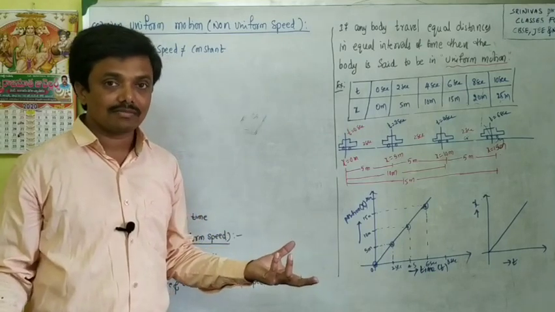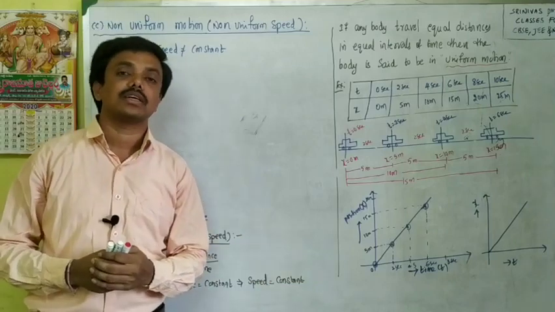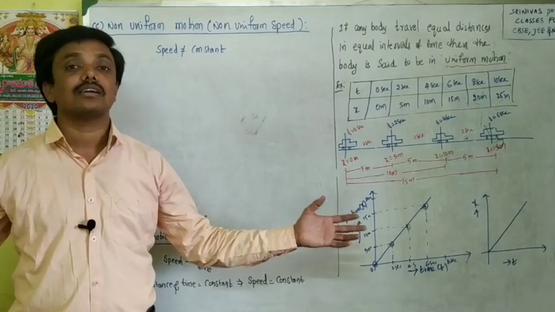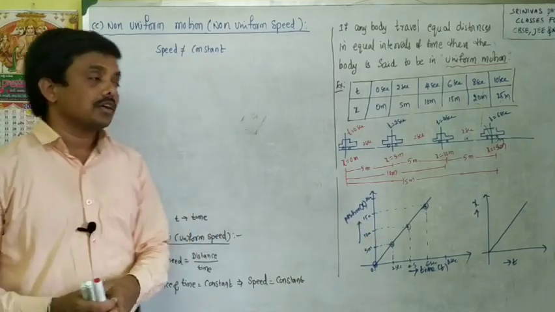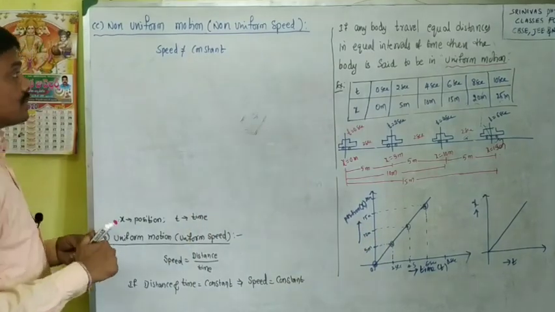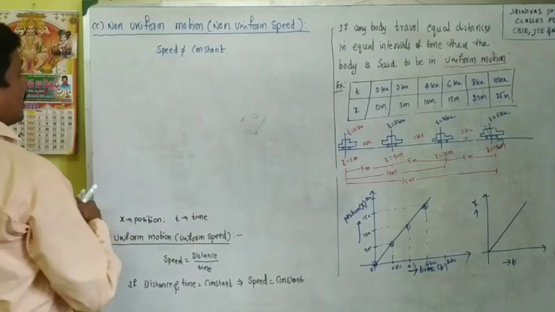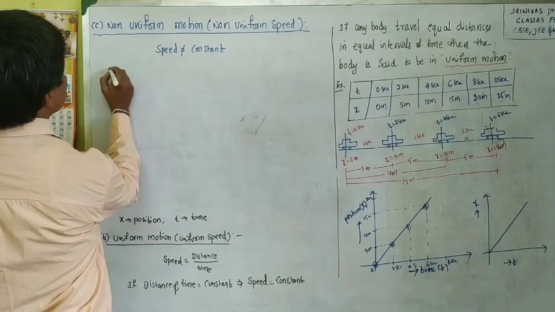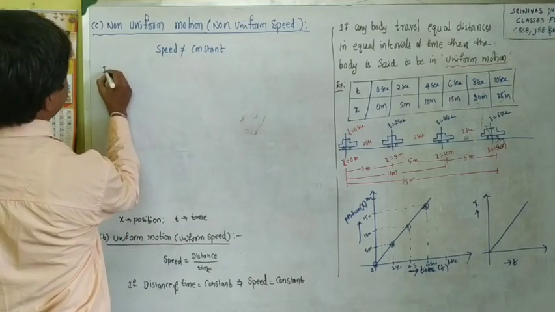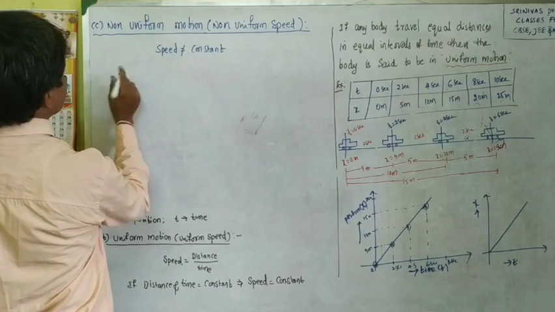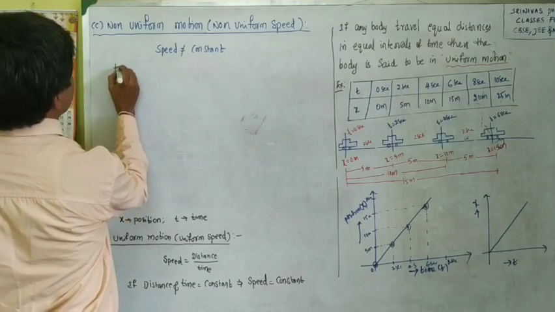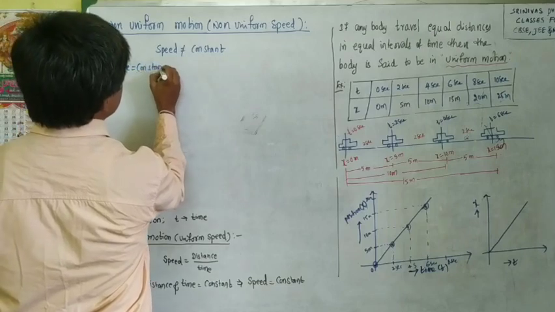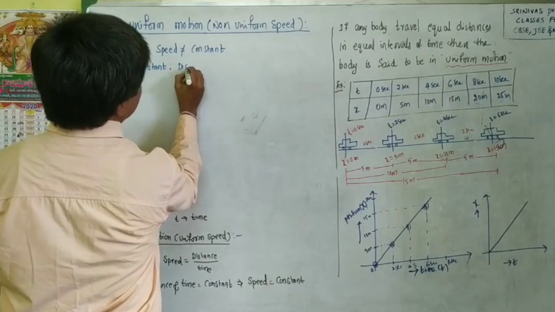In the second case, in the first 2 seconds it travels only 5 meters, but in the next 2 seconds it travels 15 meters. It travels a long distance, which means its speed is increased. And now, in this case, if a body covers a distance, we take the time as constant and the distance changes.